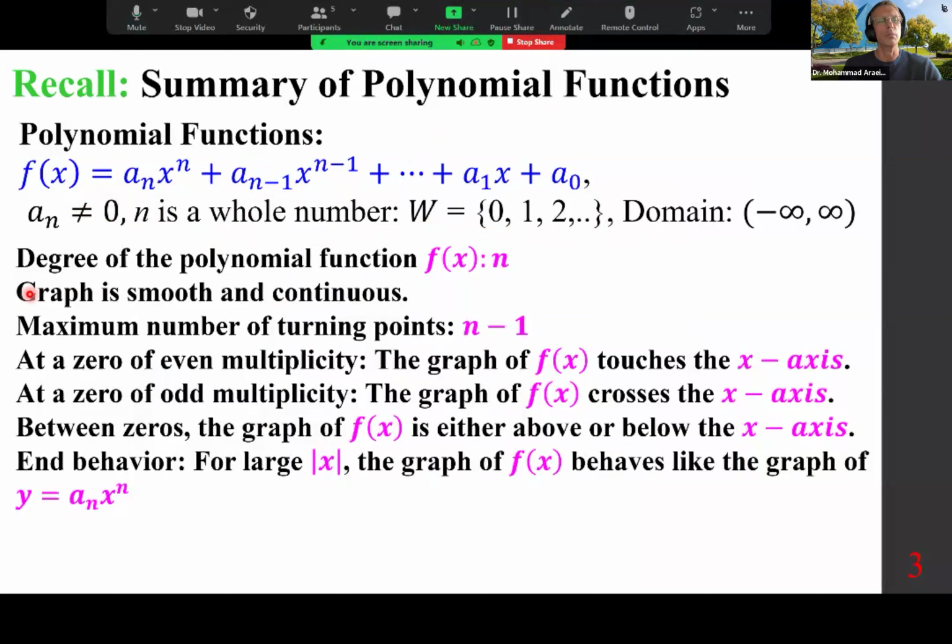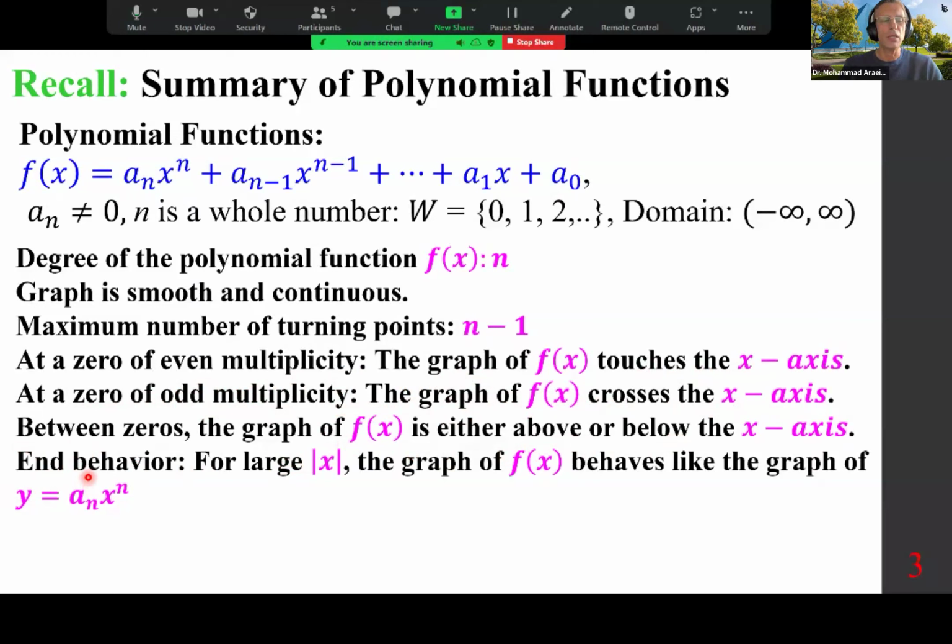The domain is all real numbers. The degree of a polynomial function is n. The graph is smooth and continuous. The maximum number of turning points is n minus 1. At a zero of even multiplicity, the graph touches the x-axis but can't cross. At a zero of odd multiplicity, the graph crosses the x-axis. Between zeros, the graph of f of x is either above or below the x-axis.